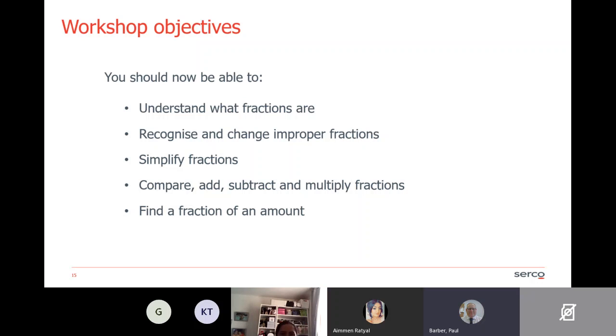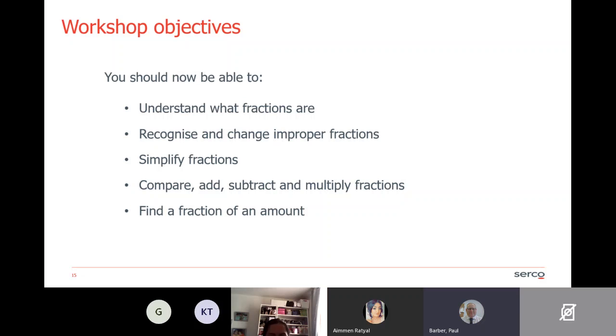Improper fractions are simply fractions that have a higher number on the top, and if that's the case, you want to turn them into whole numbers. To simplify fractions, you're trying to reduce the fraction down to the smallest possible number that you can. So rather than having 180 out of 300, you're reducing it down to an easier number to deal with. Comparing, adding, subtracting, and multiplying fractions are all related. One of the main things, comparing, adding, and subtracting, you have to have the same denominator, the same number at the bottom of the fraction. So they're key. Before you can do anything else with each of those, you need to have that.